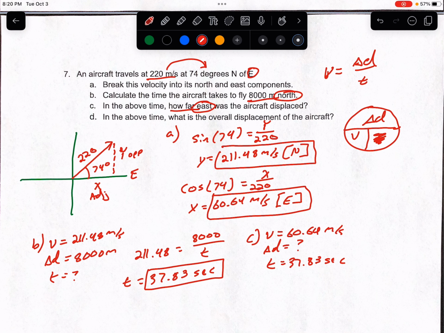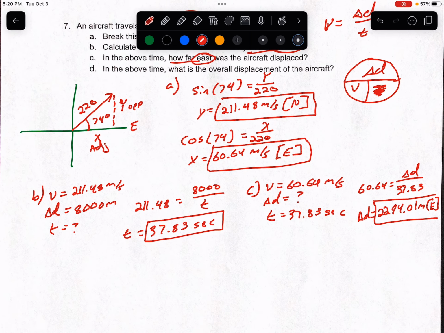Okay, so the velocity I'm going to use that's going east is the 60.64 meters per second. The reason you can't use that 220 is because that's a mixture of both. If I'm just talking purely east, you can't use the 220 because it's not purely east. So we're going to plug in 60.64 equals displacement, which we don't know, over your time, which is 37.83 seconds. We multiply both sides by 37.83, and you're going to get a displacement of 2,294.01 meters, and that is going east. Okay, so that is your answer there.